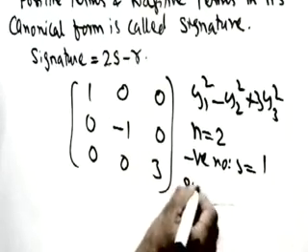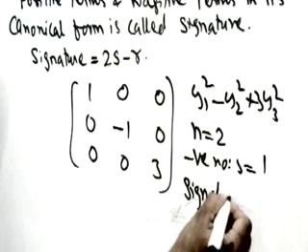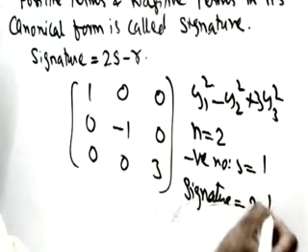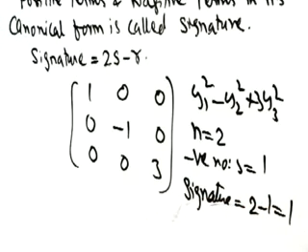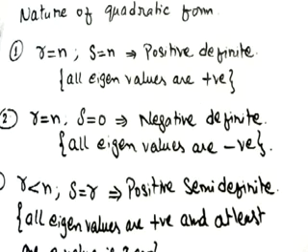So the signature is the difference between positive and negative terms. Here the signature will be 2 minus 1 equals 1. So the difference between the number of positive terms and negative terms is the signature. Now let us discuss the nature of the quadratic form.